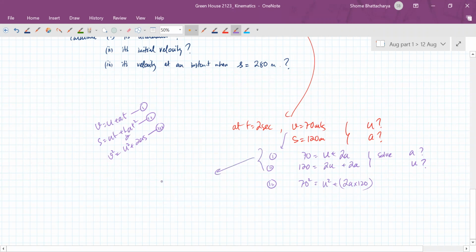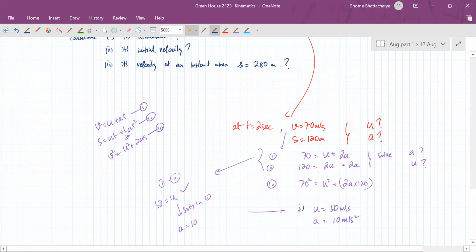If you just subtract equation 2 minus 1, you will get 50 is equal to u directly, and then substitute this in equation 1. So you get a as 10. That's your answer. So u is 50 meters per second, a is equal to 10 meters per second square, with the proper units.